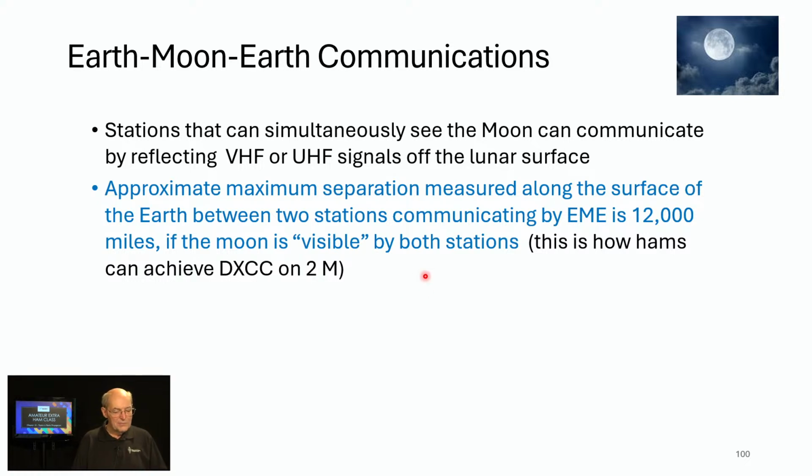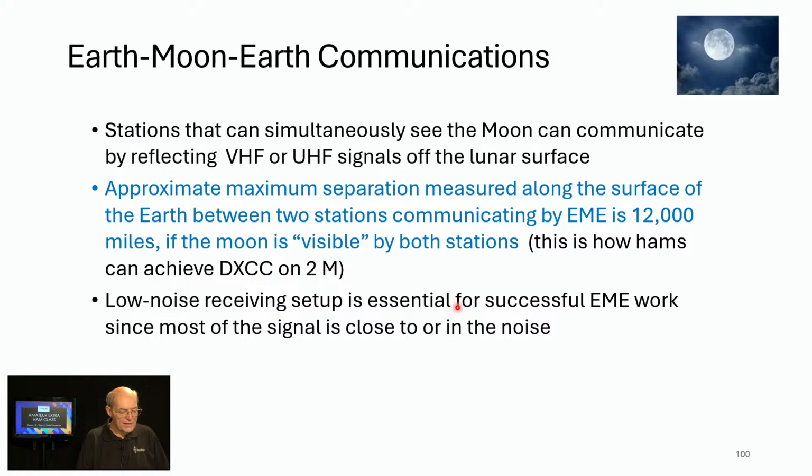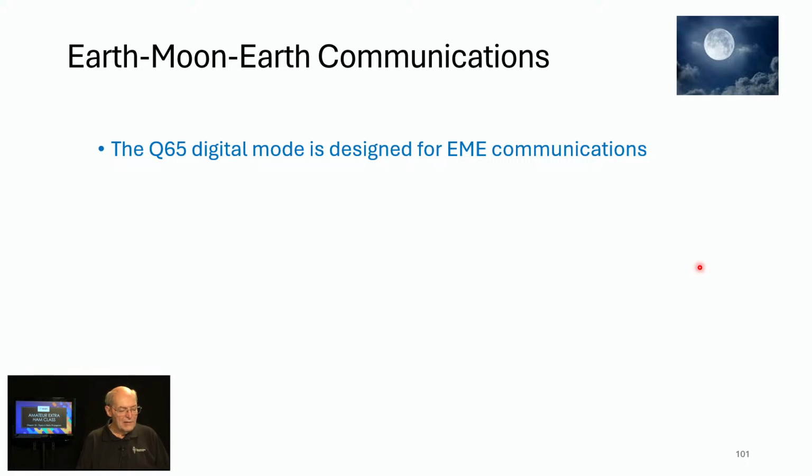Now, there are a number of hams that have actually achieved their DXCC, 100 confirmed countries, via Moonbounce, and that's because the distances can be so great. So you have to have a low noise receiver set up. In the old days, people were using super cooled receiver preamplifiers and every bit of power and antenna gain that they could to even make it possible. But now the Q65 digital mode, because it is so sensitive, like FT8 or JT65, makes it much easier to recover that weak signal.